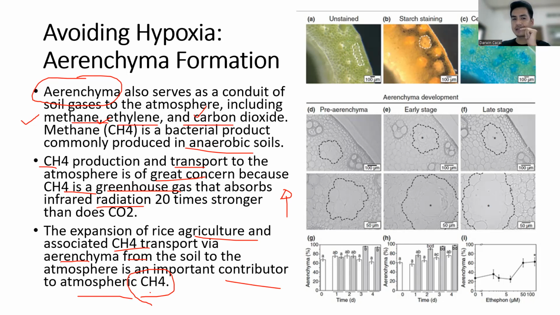So kapag mas mataas ang release ng methane, ng carbon dioxide, it can contribute to the atmosphere, especially in the greenhouse. Kasi pagtanda ng mga plants natin, as you can see, mas mataas or mas malalaki ang pore spaces during at the maturity ng crops natin kesa sa seedling. Okay? So mas mataas ang pore spaces, pag mas malawak ang Aerenchyma, mas malalaki ang Aerenchyma, mas mataas din ang production. Okay?